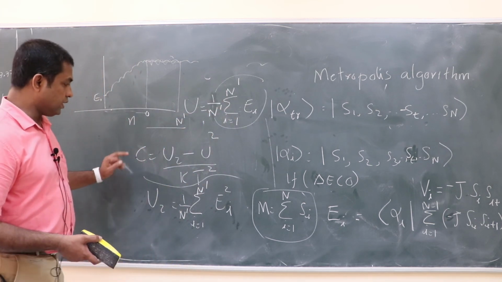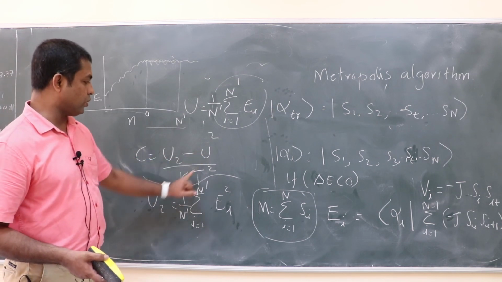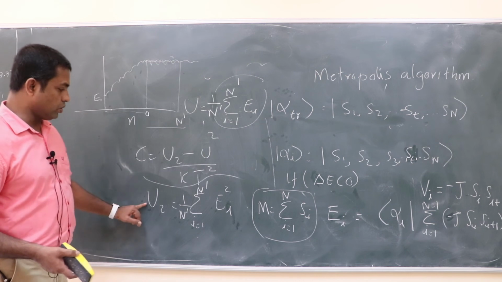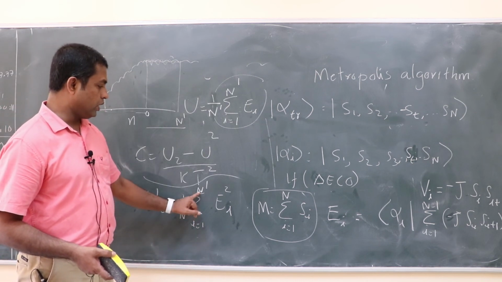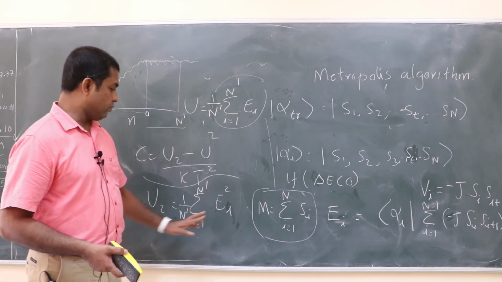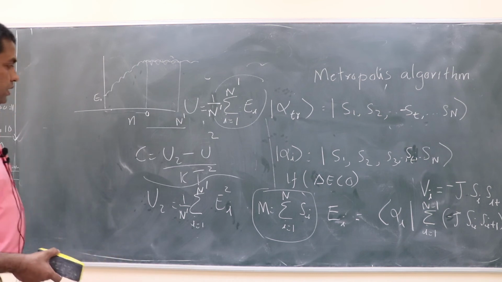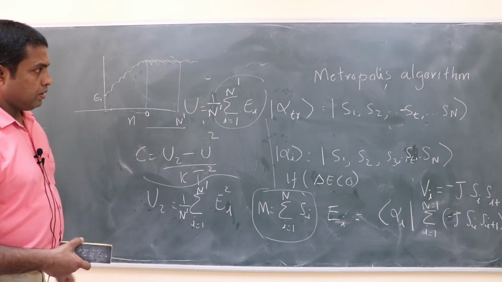The specific heat you can calculate using this formula, (U2 minus U squared) by kT squared, where U2 is nothing but 1 over n prime, summation i equals 1 to n prime, Ei squared. So this is the energy squared for each iteration. All these things you calculate after reaching the equilibrium.